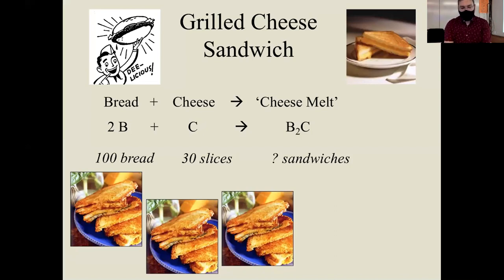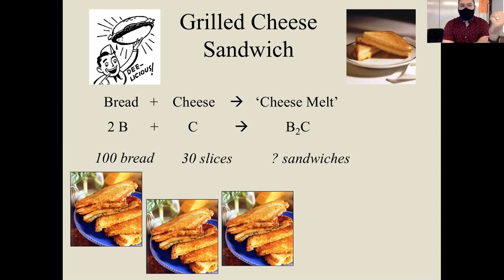The way that you figured out how many s'mores you could make was to ask the question you always ask yourself: how many sandwiches could I make with the amount of bread that I have? If every sandwich requires 2 slices of bread and you have 100 slices of bread, you've got enough to make 50 sandwiches.